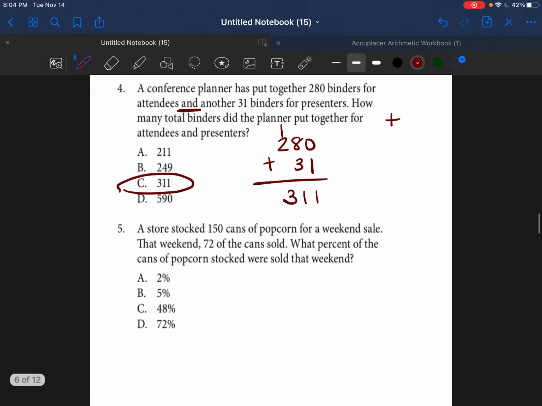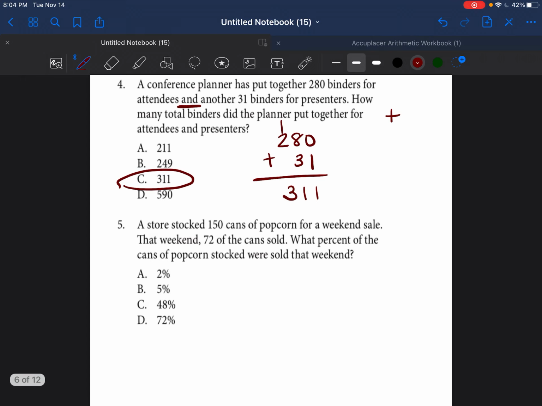Okay, number 5. A store stocked 150 cans of popcorn for a weekend sale. That weekend, 72 of the cans sold. What percent of the cans of popcorn stocked were sold that weekend? So now we are looking for percentage.